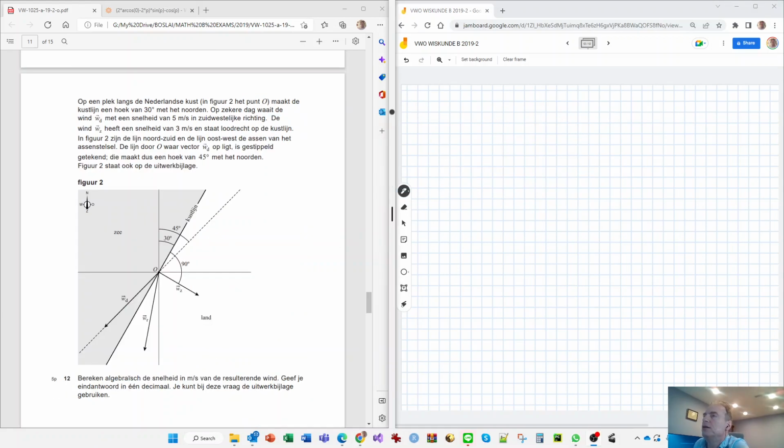Question 12. On a certain place along the coast, namely point O, the coastline makes an angle 30 degrees with north, and the wind is in this direction of the southwest here, 5 meters per second, and WZ has a speed of 3 meters per second, again perpendicular on the coastline.